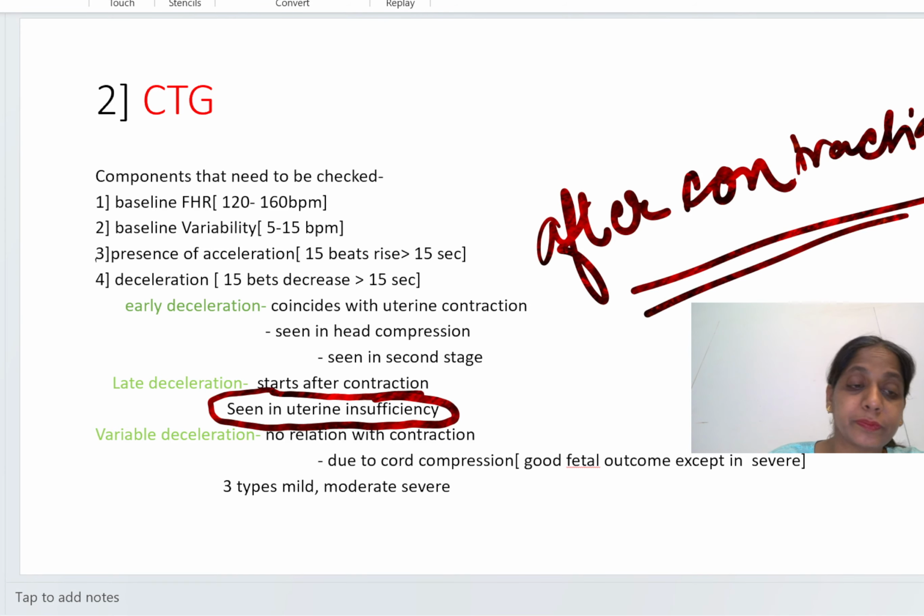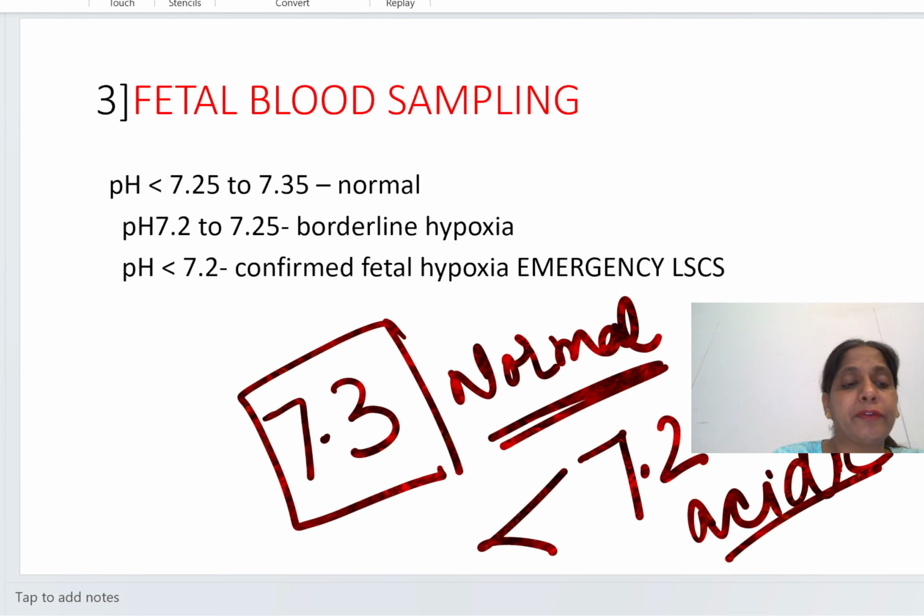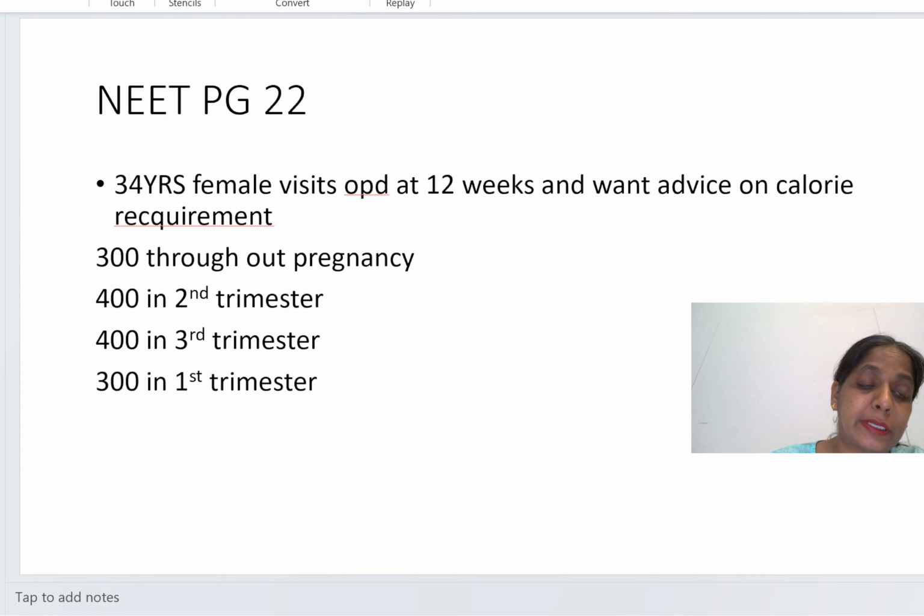Okay. These are the graphs, and the sinusoidal graph is found in fetal anemia, and fetal blood sampling. There we have to know the fetal pH. Normal fetal pH is 7.3, and if it is less than 7.2, it is fetal acidemia or hypoxia.